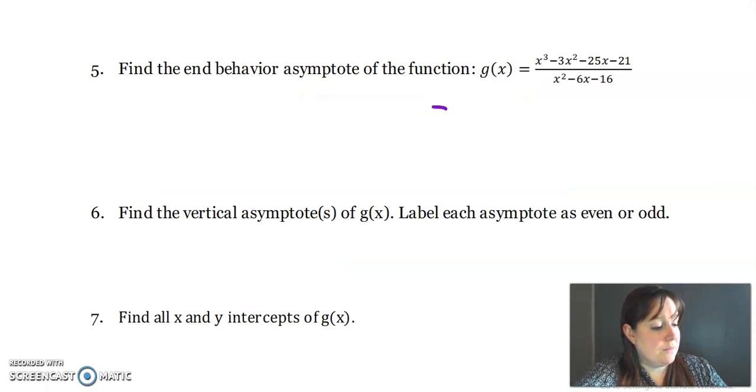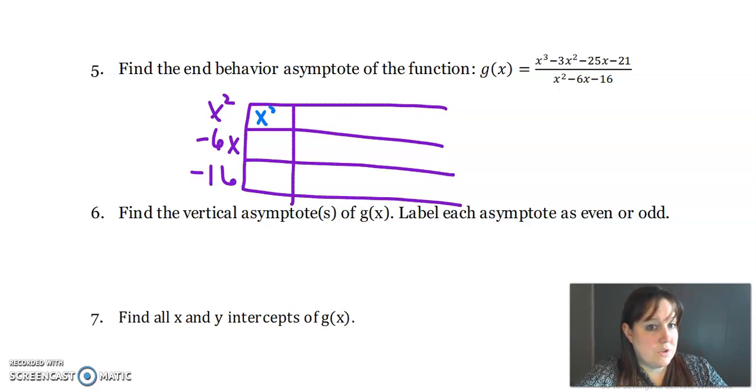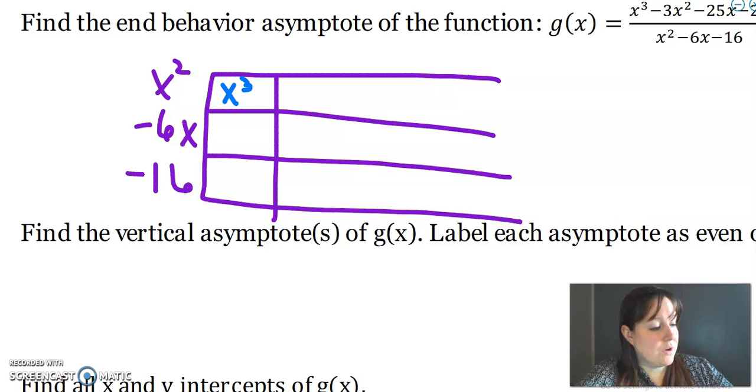So I'm going to go ahead and divide this, and I'm going to use the box to help me visualize it. So that's x squared minus 6x minus 16. And we know that I'm going to need x cubed when I'm all done. And I'm just going to make that bigger for you. Okay, so I need x cubed when I'm all done, because the answer is x cubed minus 3x squared, and so on and so forth.